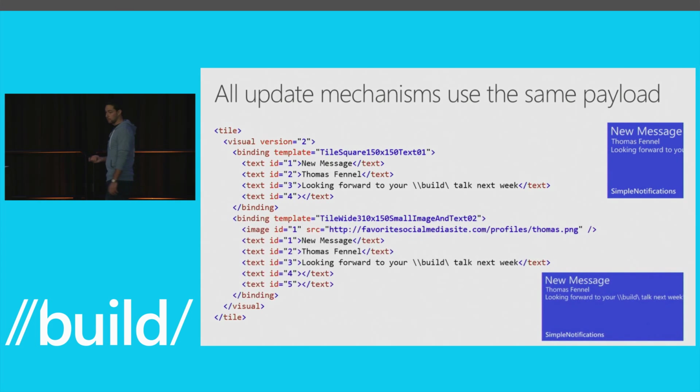And a practice you probably want to get in the habit of is sending both templates at the same time. So you don't know at runtime which tile size the user's pinned. They could have the small one, the medium square, or the wide one. So you want to send both those visuals so that we'll determine the right binding at runtime.